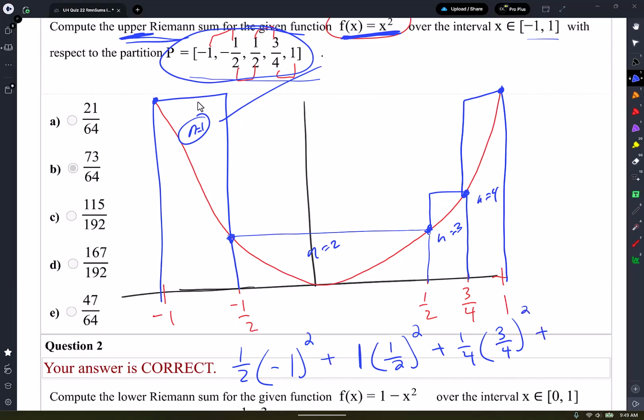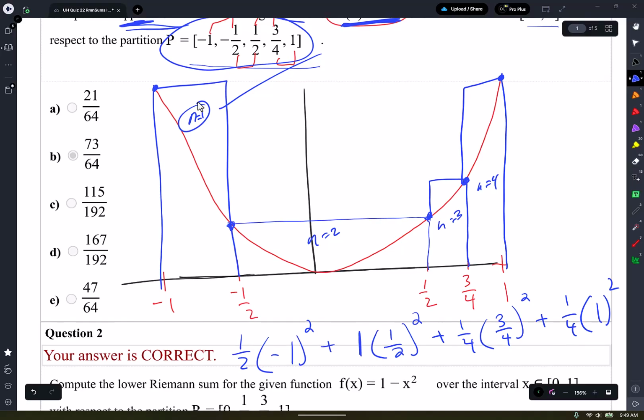Squared. Plus, what's the width between 3/4 and 1? 1/4, and then what am I going to put? How do we know to use 3/4 and not 1/2? Because we already used 1/2. Okay, say it again. How do we know to use 3/4 and not 1/2? On the third rectangle? Yes.